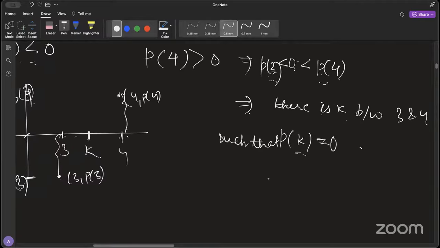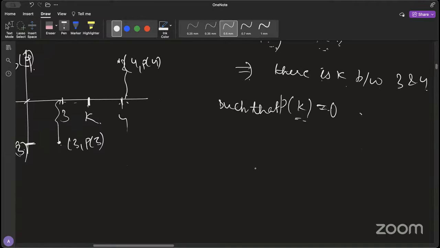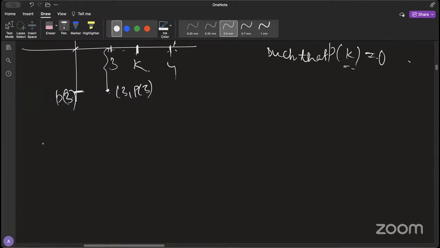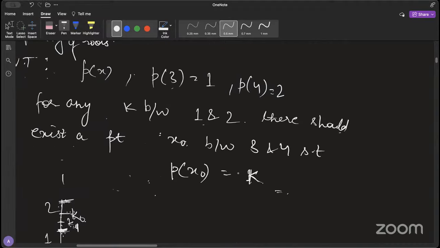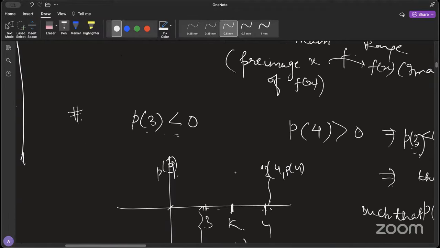Is this fine to everyone? Can we move to the next topic if this one is clear? Okay, then we were doing the graph.